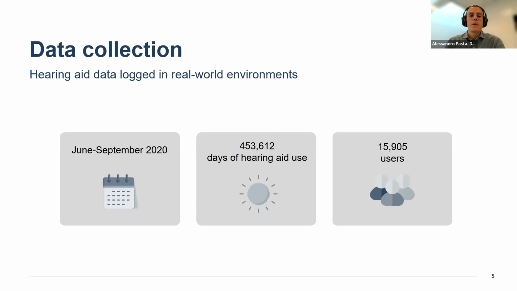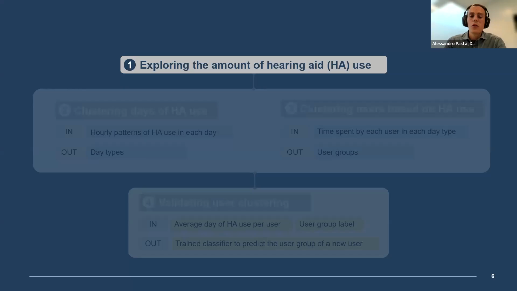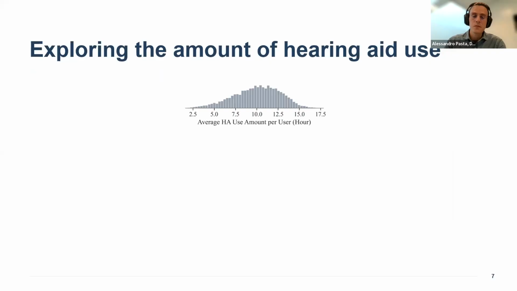So we did that by collecting data over 4 months, from June to September 2020. We specifically analyzed more than 400,000 days of hearing aid use logged by more than 15,000 users. And we first explored the amount of hearing aid use of these users. We looked first into the average daily amount of hearing aid use per user.